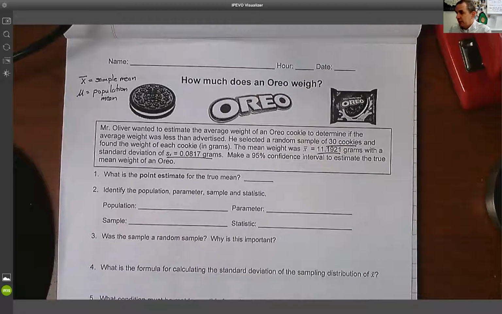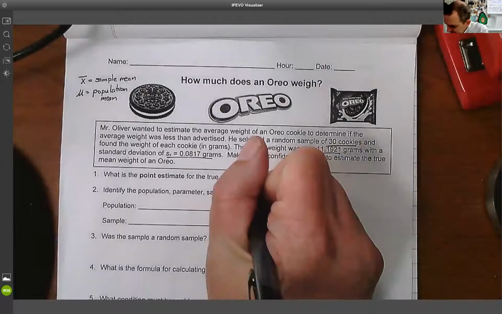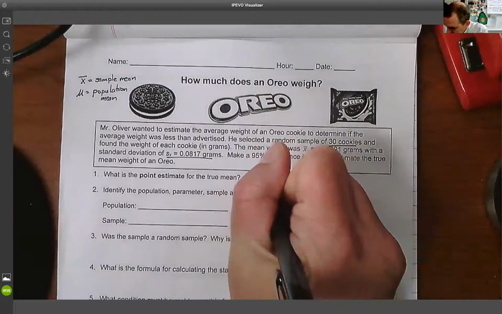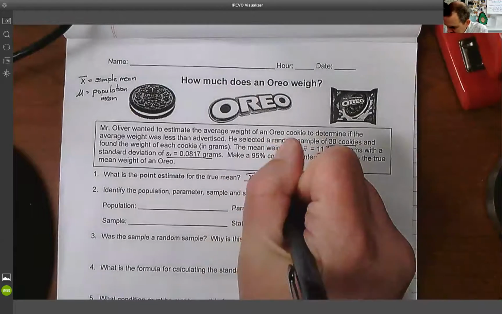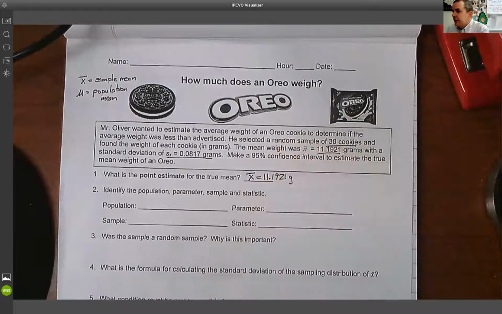So again, point estimate. In this case, our best guess is X bar. So without knowing anything official, we're just going to go ahead and say that we believe that the point estimate at the center is our X bar of 11.1921 grams.